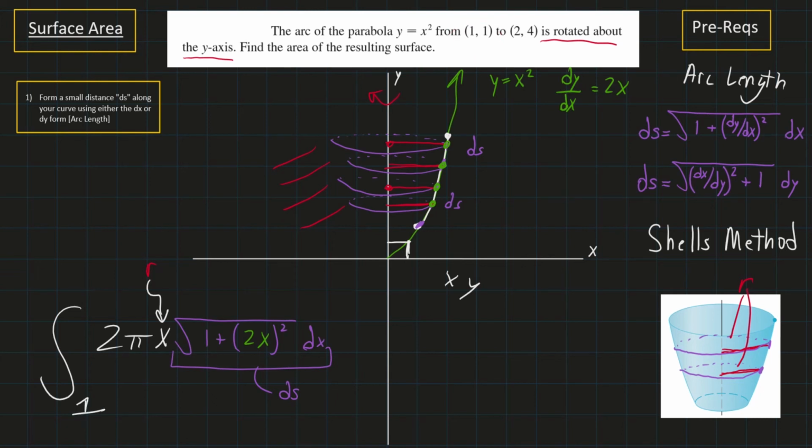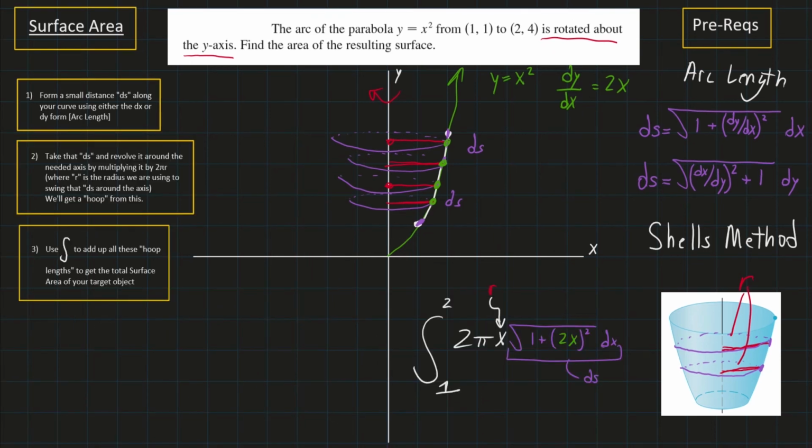And my last hoop will be produced by the ds right here. And the x-coordinate of that point from the question will be x is 2. And there we go. That's how you calculate surface area. Let me just fill in my step 2 and 3 here. So here's our steps for calculating the surface area. Let's go through and calculate this.